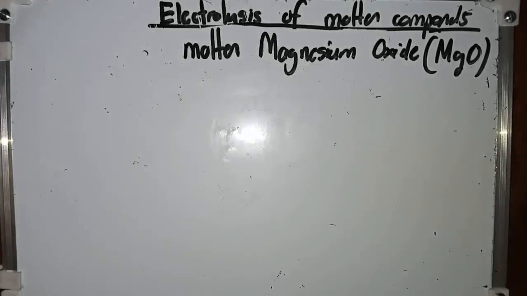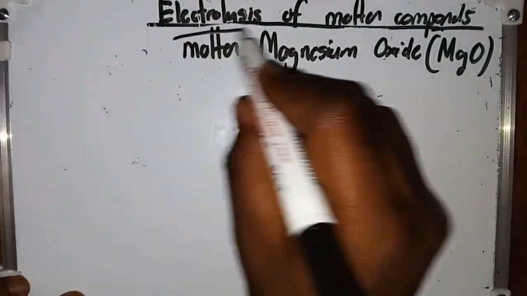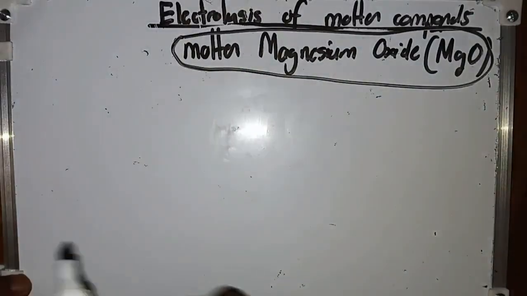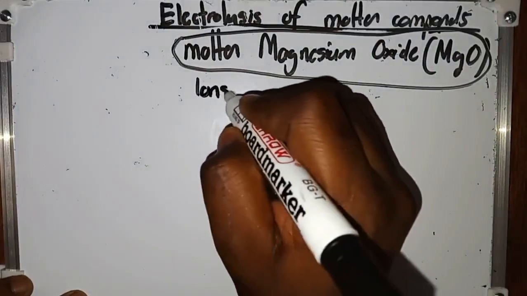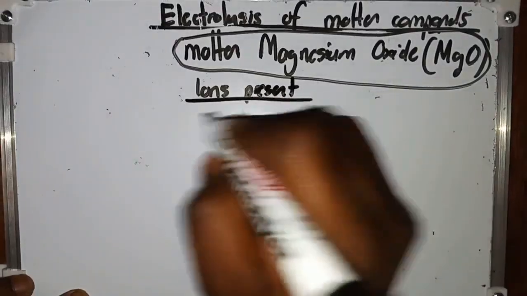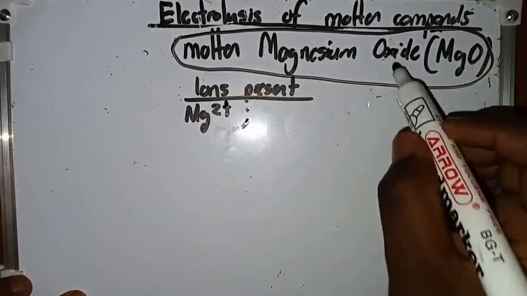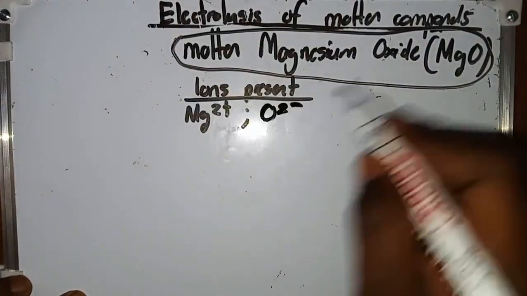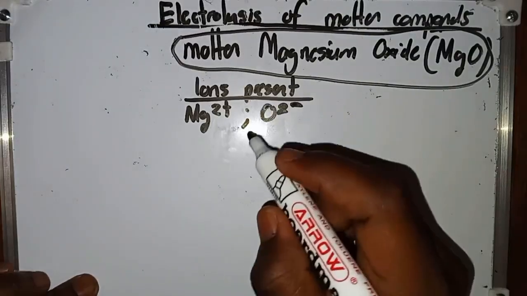Another example. Describe the electrolysis of molten magnesium oxide. So the first step here, what's to do? We write the ions present in magnesium oxide. What do we have? We've got Mg2+ from magnesium and O2- from oxygen. So these are the ions present.